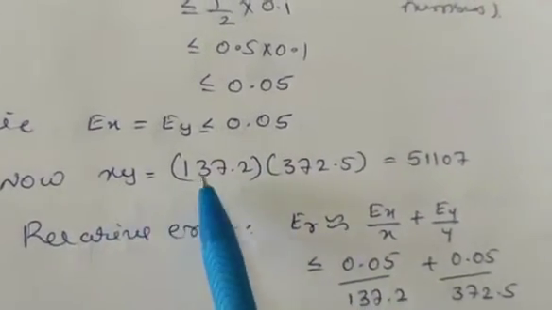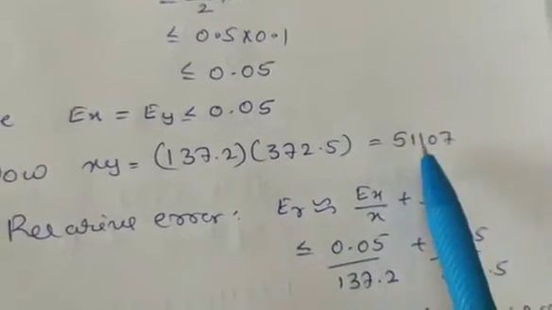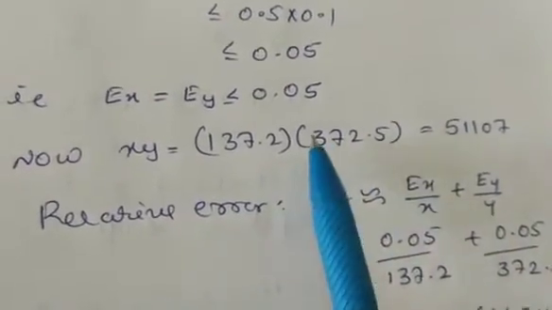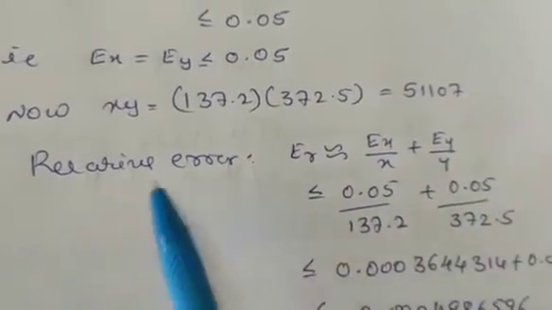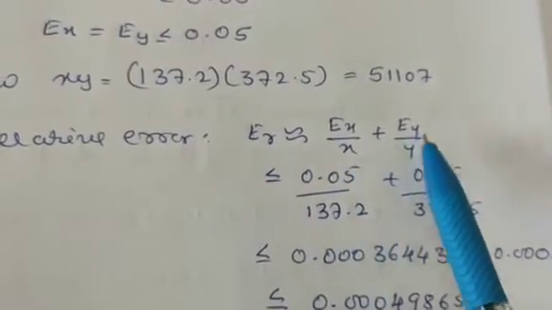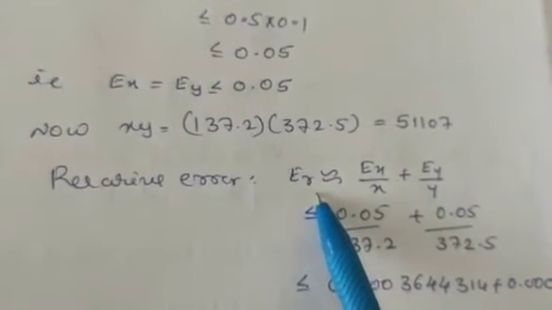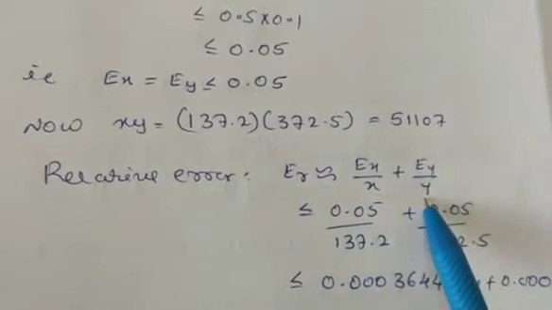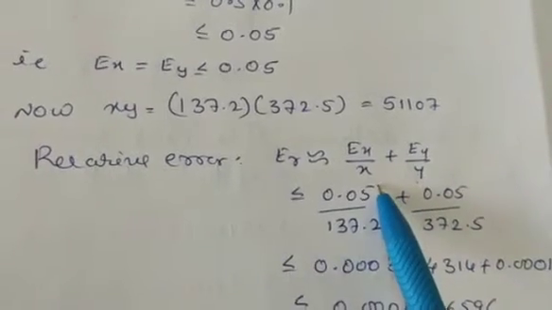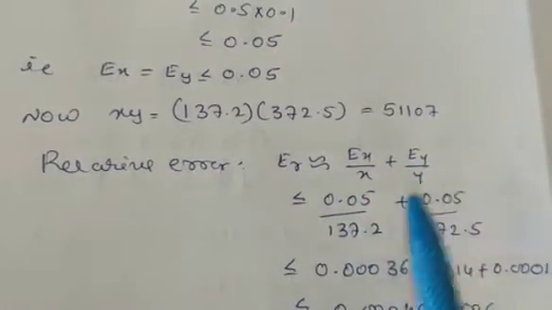Now their product x into y is equal to 51107, because after multiplication you will get this. Now the relative error is approximately equal to error in x divided by x plus error in y divided by y. This is the error in the product. This formula we studied in the last session, so you can find it there: the error in the product of two numbers is error in x divided by x plus error in y divided by y.